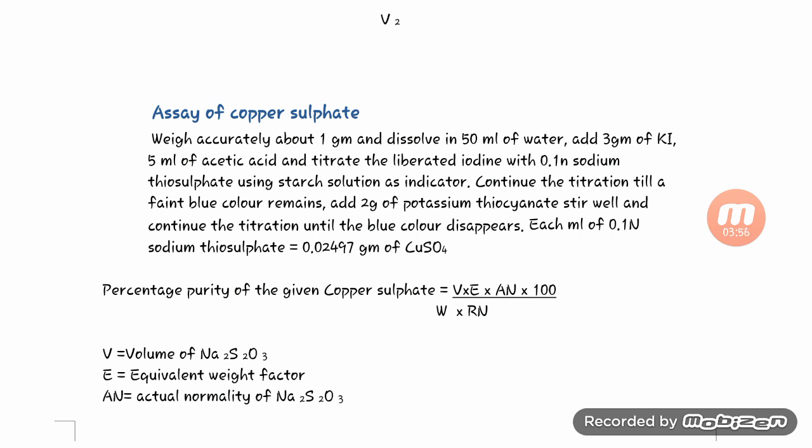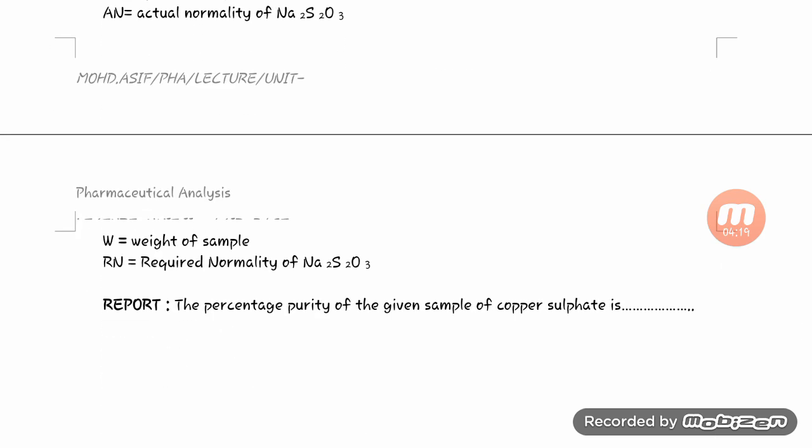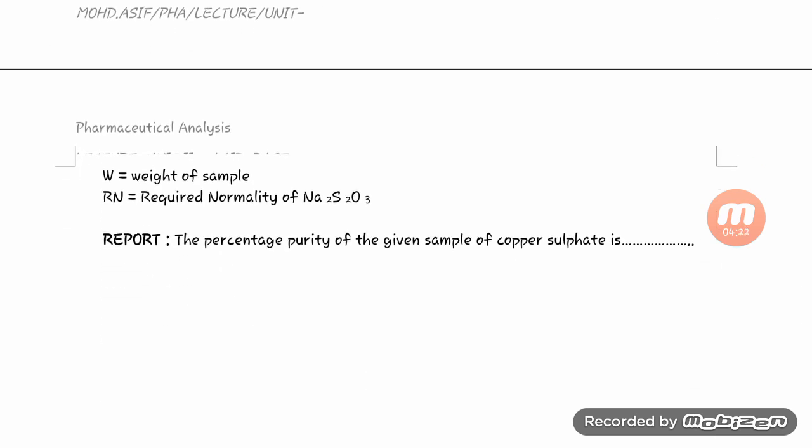Percentage purity of the given copper sulfate you can check by the formula V into E into AN into 100 upon W into RN. Here V is the volume of the sodium thiosulfate, E is the equivalent weight or weight factor, and AN is the actual normality. W is the weight of the sample and RN is the required normality. So you can check the percentage purity of the copper sulfate by using this formula.